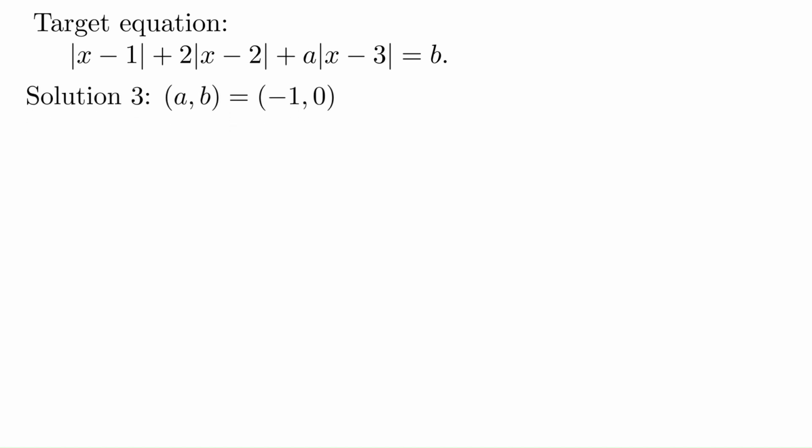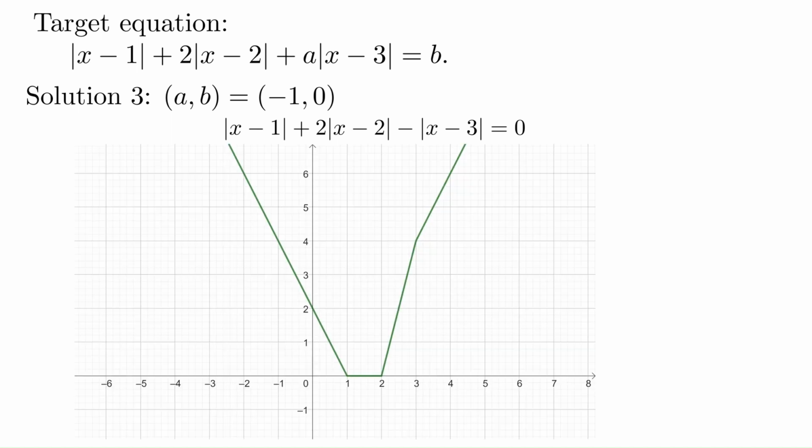The third pair is a equals negative 1, b equals 0. And the equation is the absolute value of x minus 1, plus 2 times the absolute value of x minus 2, minus the absolute value of x minus 3, equals 0. The graph of the left-hand side is like this, and there's a small constant piece for x between 1 and 2, and the function's value is 0. That is the right-hand side. So the solution of the equation is all x between 1 and 2.